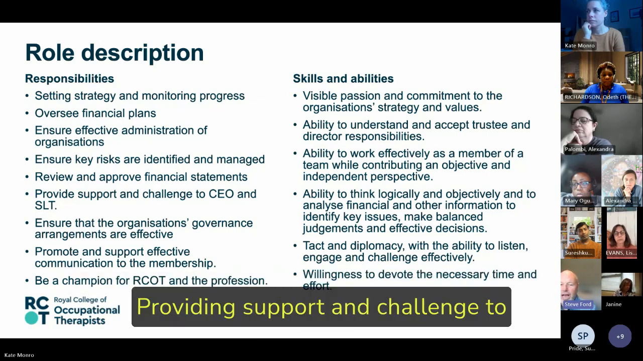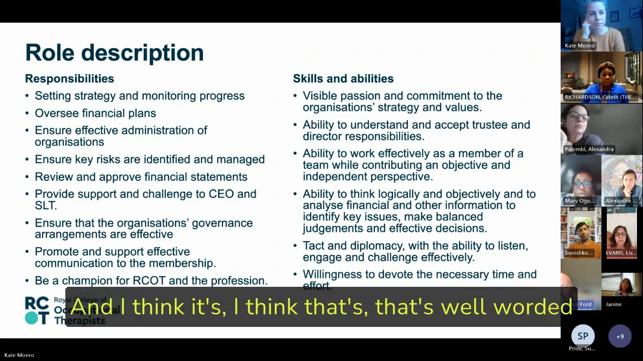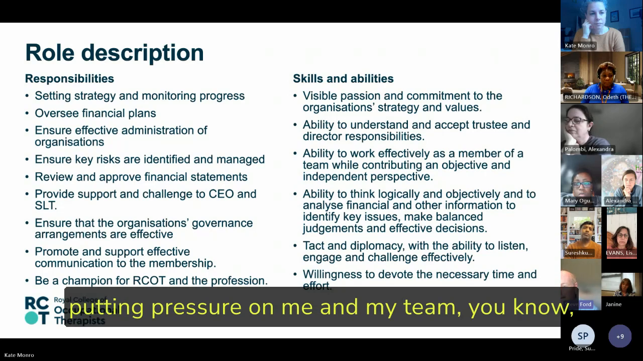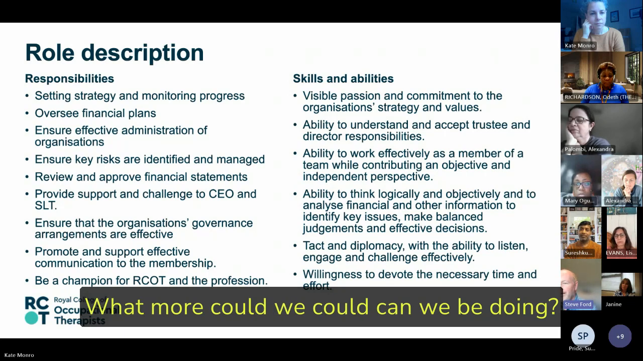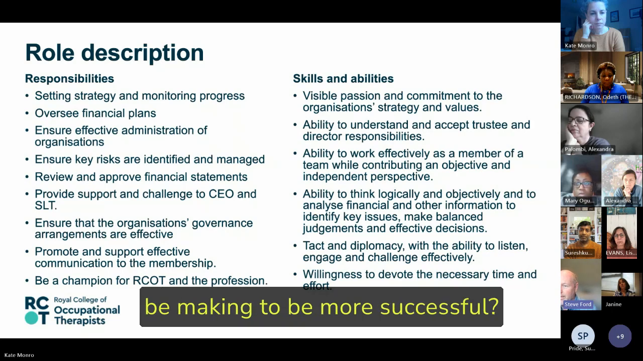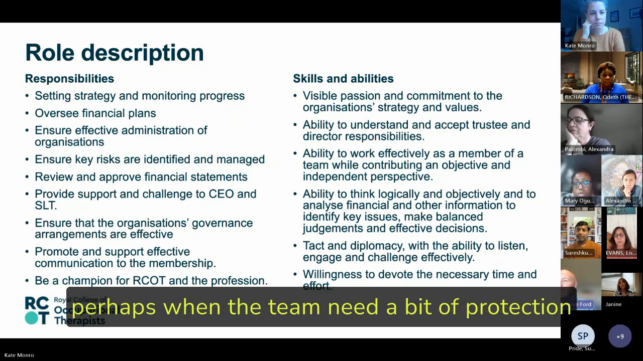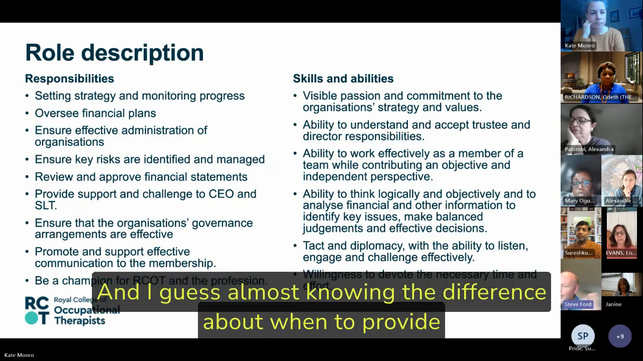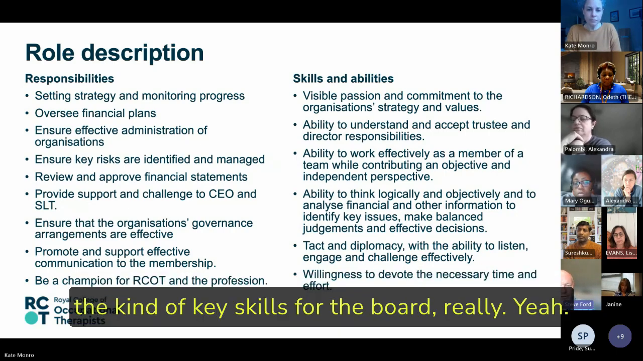Yeah, providing support and challenge to the chief exec and SLT, and I think that's well worded in terms of those both sides of the coin. At times it is a case of putting pressure on me and my team. Why aren't we achieving these plans faster? What more can we be doing? What changes do we need to be making to be more successful? But it is also about providing support at times, perhaps when the team need a bit of protection or cover from some of the flak that's flying around, or just some of the challenges. And almost knowing the difference about when to provide the support and when to provide the challenge is one of the key skills for the board, really.